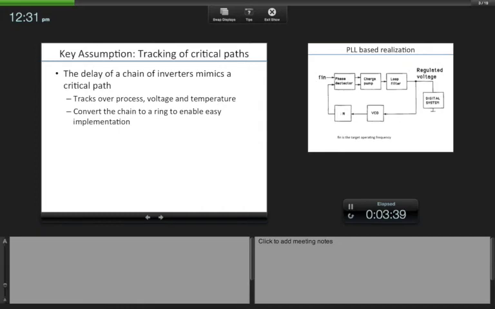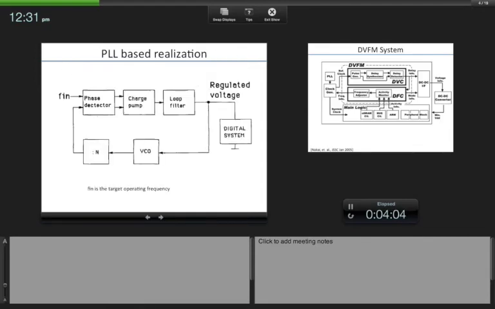Now that inverter chain, if you study the variation of the delay of the inverter chain over different process conditions, you will find that it tracks reasonably well. I mean, there will be some deviation, but largely it will track well with the delay of the actual critical paths. So basically you can now use the delay of the inverter chain as a proxy for the delay of the actual critical path. Now the inverter chain, if you have an odd number of stages and you fold it into a ring, it becomes a ring oscillator.